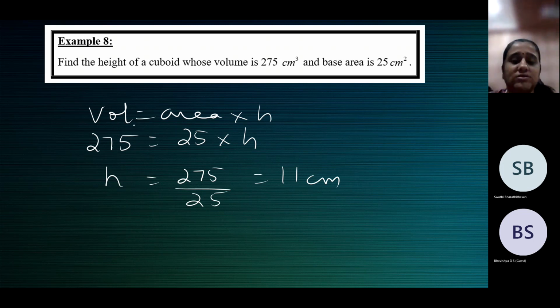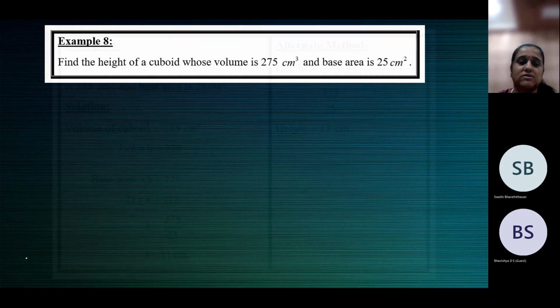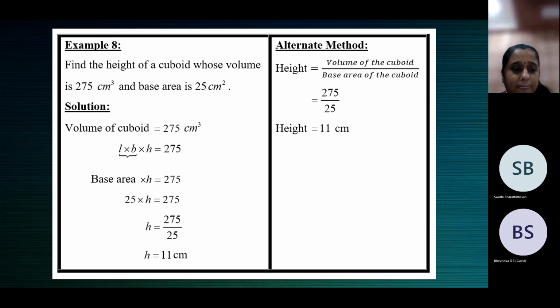So we have understood that volume is area of the uniform cross section. That's what is the base area here. So volume is equal to area into height. Substitute the values and find h. So see here, children, please write down. Here, volume of the cuboid is given to be 275 centimeter cube. All right, volume of the cuboid is 275 centimeter cube.